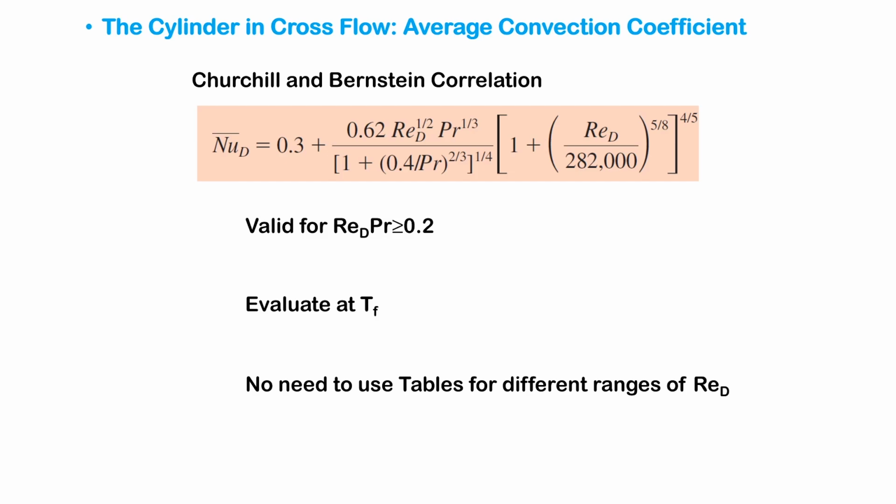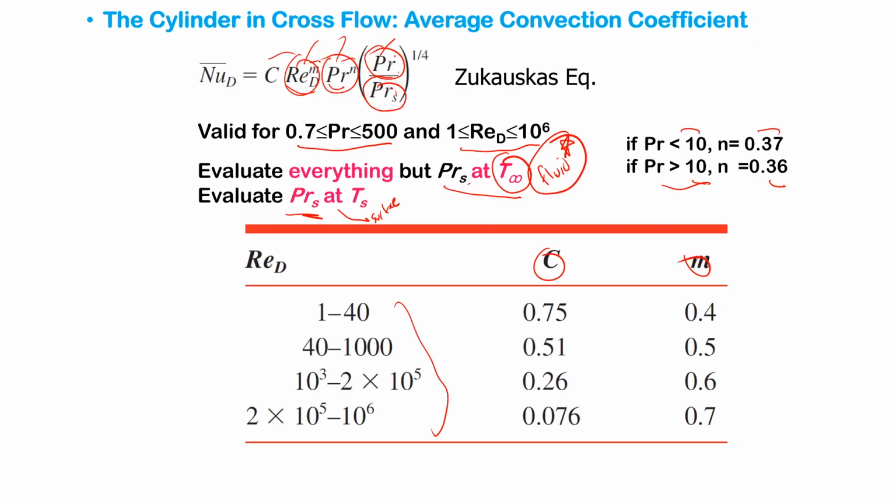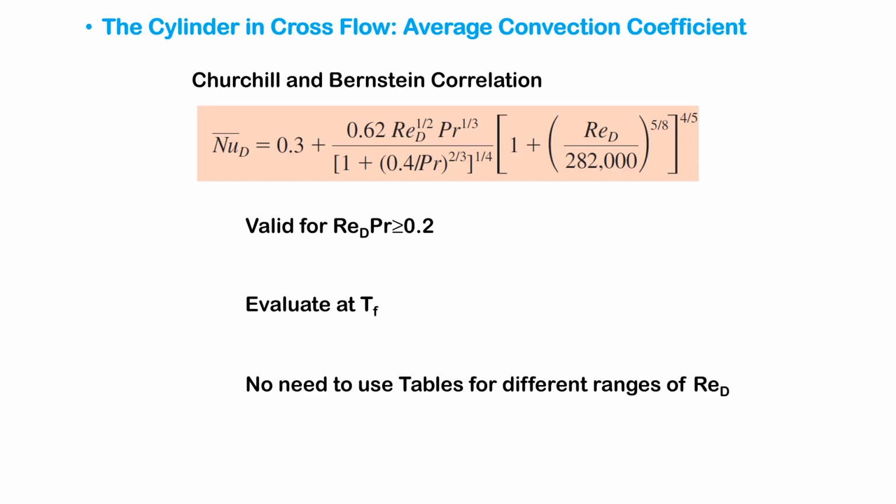So there is another equation. This is called the Churchill and Bernstein correlation. In this case, we have a much more complicated equation. However, we don't need to use the tables to find C and m values. Everything is given in terms of Reynolds number and Prandtl number, and everything is evaluated at film temperature. Okay, all the Reynolds number and Prandtl number will be evaluated at film temperature.